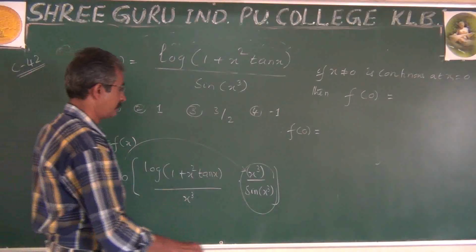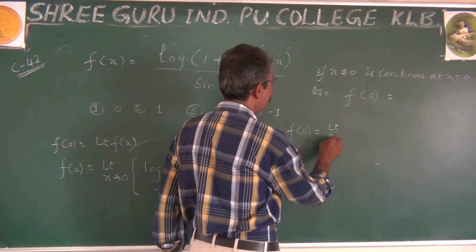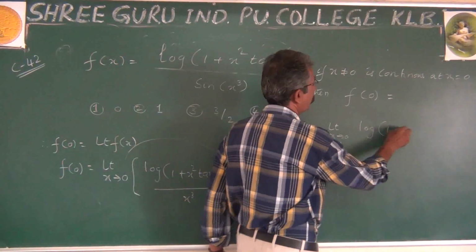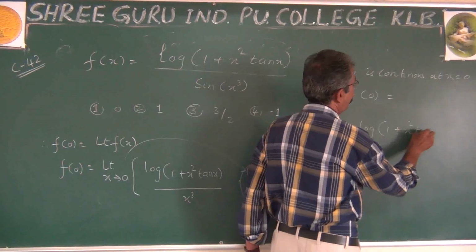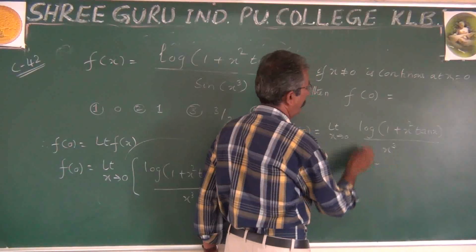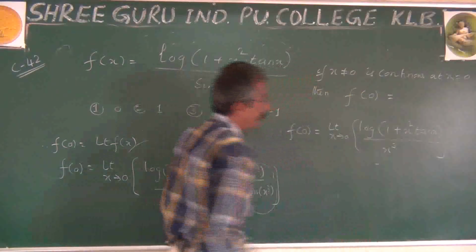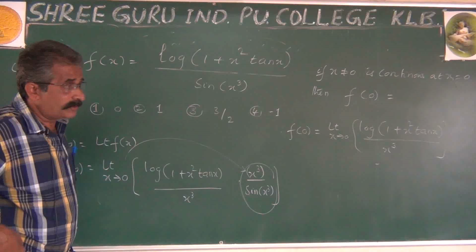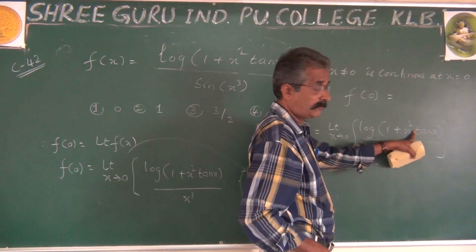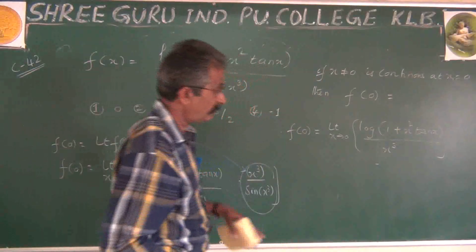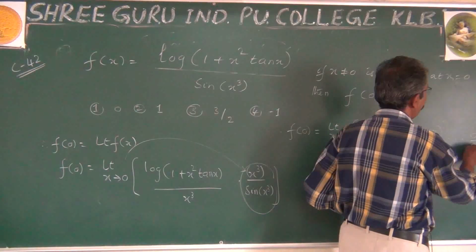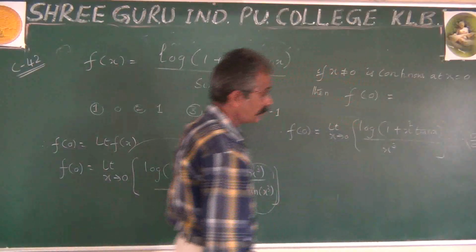Left is only this much part. Limit extending to 0 of log 1 plus x square into tan x divided by x cube. It is no doubt in 0 by 0 form because what is x? 0. Tan 0, 0. 0 plus 1, 1. Log 1, 0. As it is undergoing 0 by 0 form, let's apply L-Hospital rule.